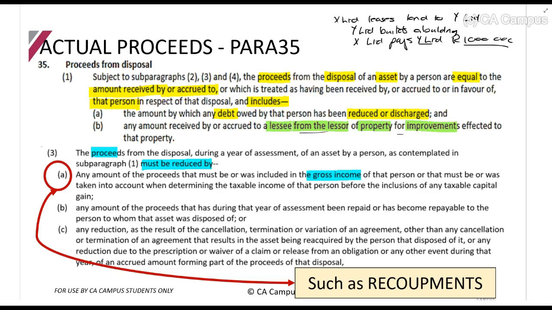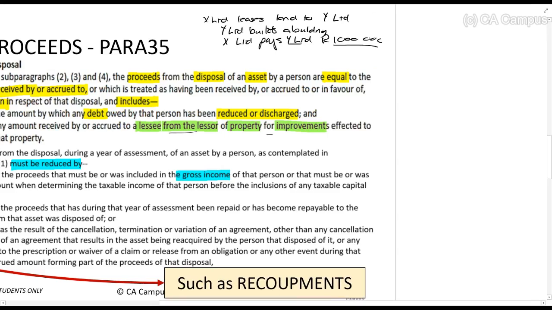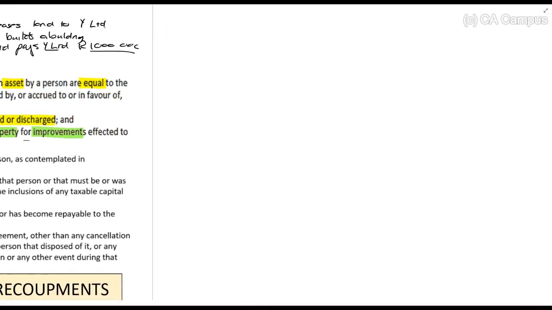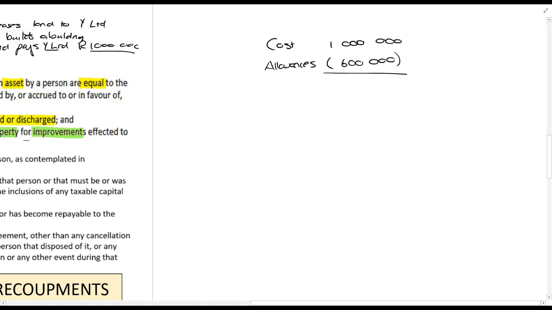So, if you have an asset, I'm going to briefly explain it here because recoupments is something that you will study completely separately. Let's say you had an asset which had a cost of 1 million rands and you claimed capital allowances on that, which is also obviously a whole big study section, of 600,000 rands. So there's 400,000 rands left. If you now sell this asset, let's say you sell it for 1 million rands. 1 million minus 400,000 gives us 600,000.